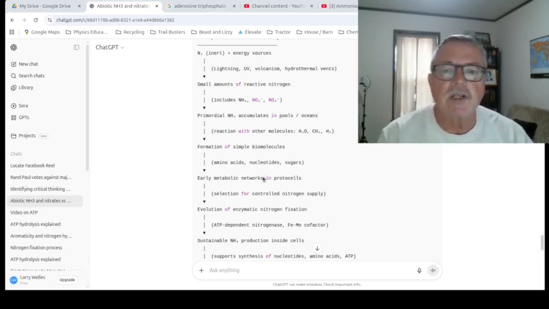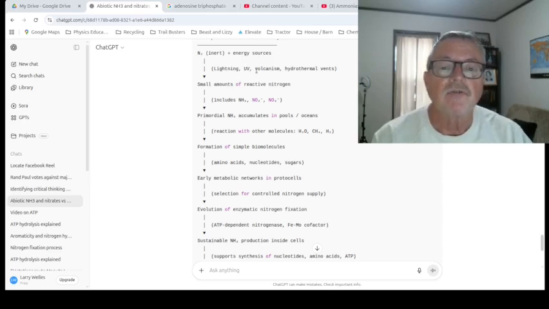So if you notice here, N2 is inert. That's because N2 doesn't really react with anything. It's got that triple bond. And then it says energy sources. Well, here are the energy sources, which are violent energy sources: lightning, ultraviolet radiation, volcanoes, and hydrothermal vents. In other words, what I would say is the Earth is super hot. And when did that happen? Oh, billions of years ago.